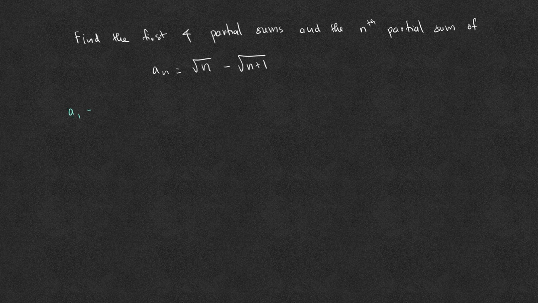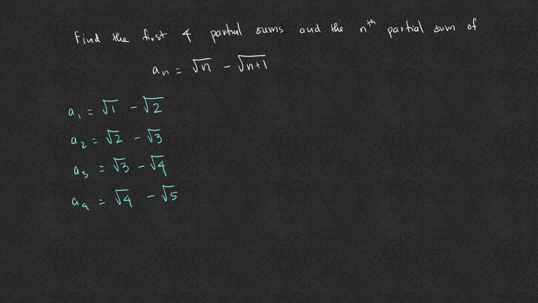Terms, not sums yet. A sub 1 is the square root of 1 minus the square root of 2, because when n equals 1, 1 plus 1 is 2. A sub 2, the second term, is the square root of 2 minus the square root of 3. A sub 3, the third term, is the square root of 3 minus the square root of 4. And a sub 4 equals the square root of 4 minus the square root of 5, because when n equals 4, we plug in 4 for n, the square root of 4, and 4 plus 1 is 5. Once we have the terms, we can find the partial sums.